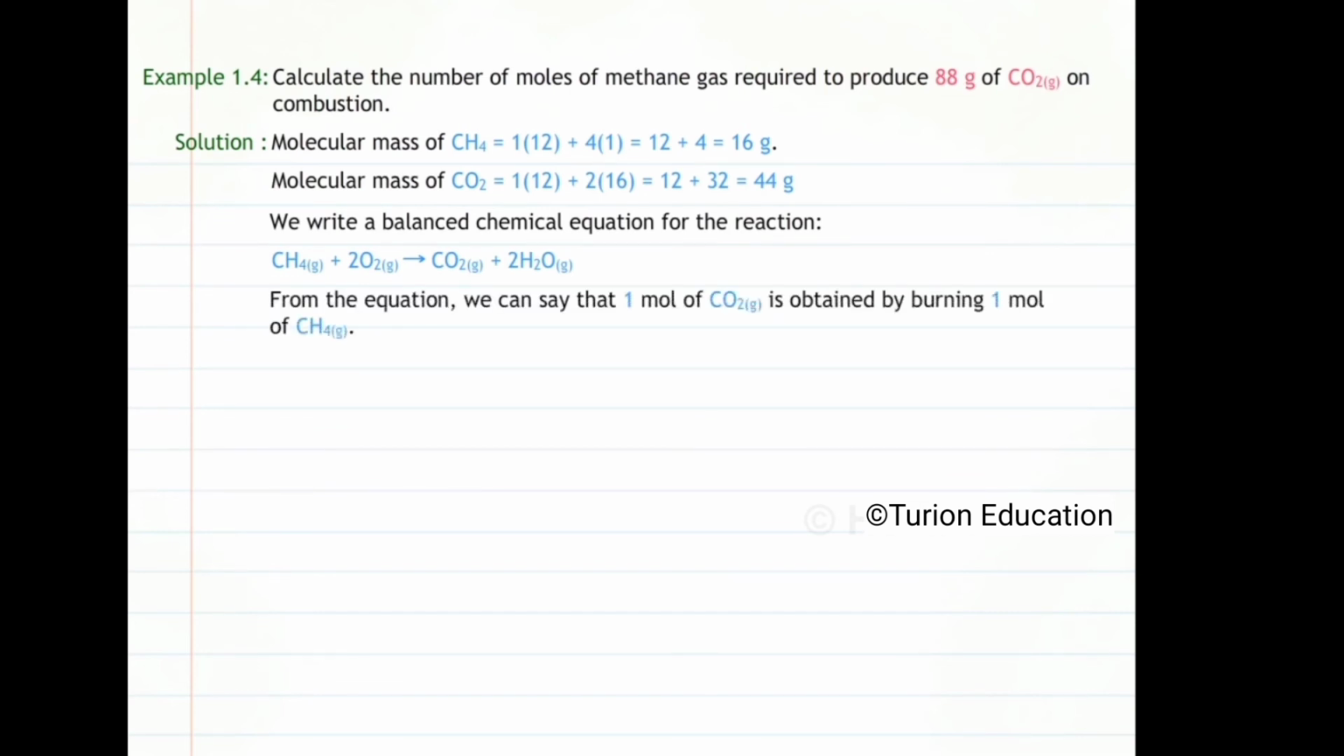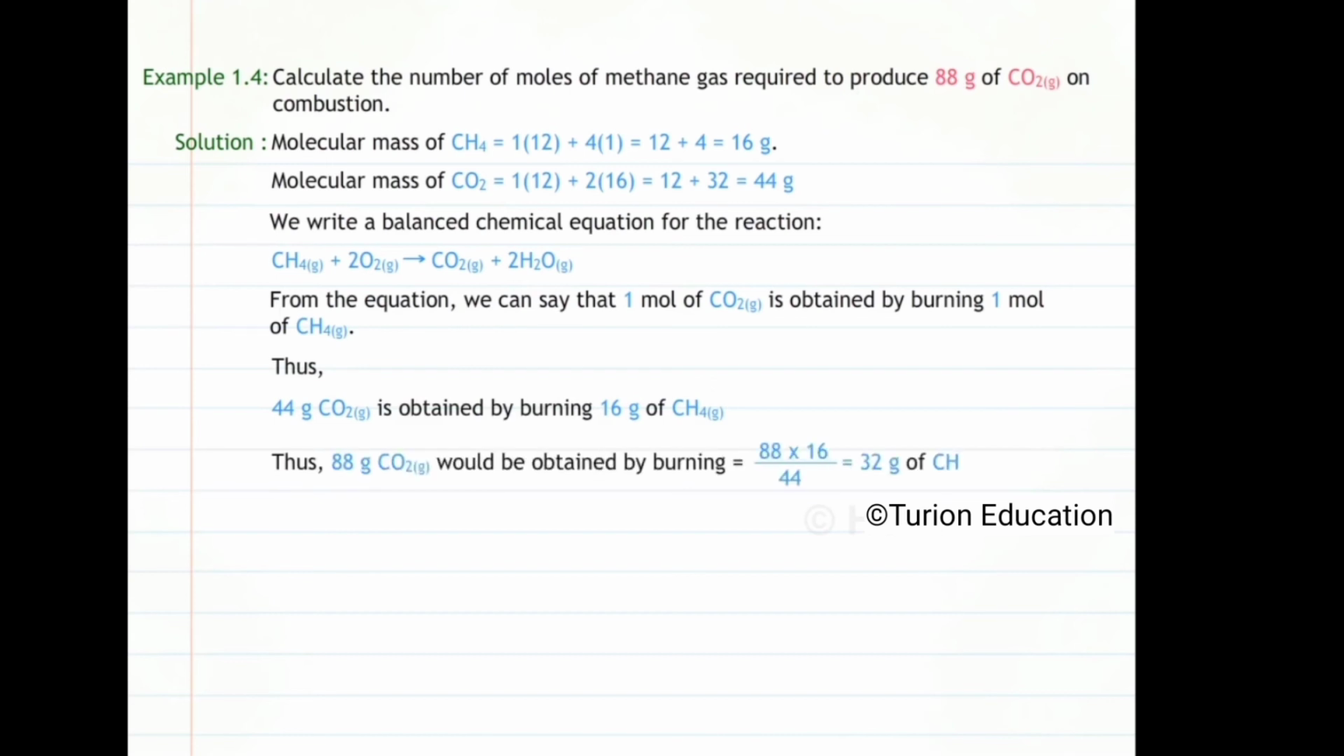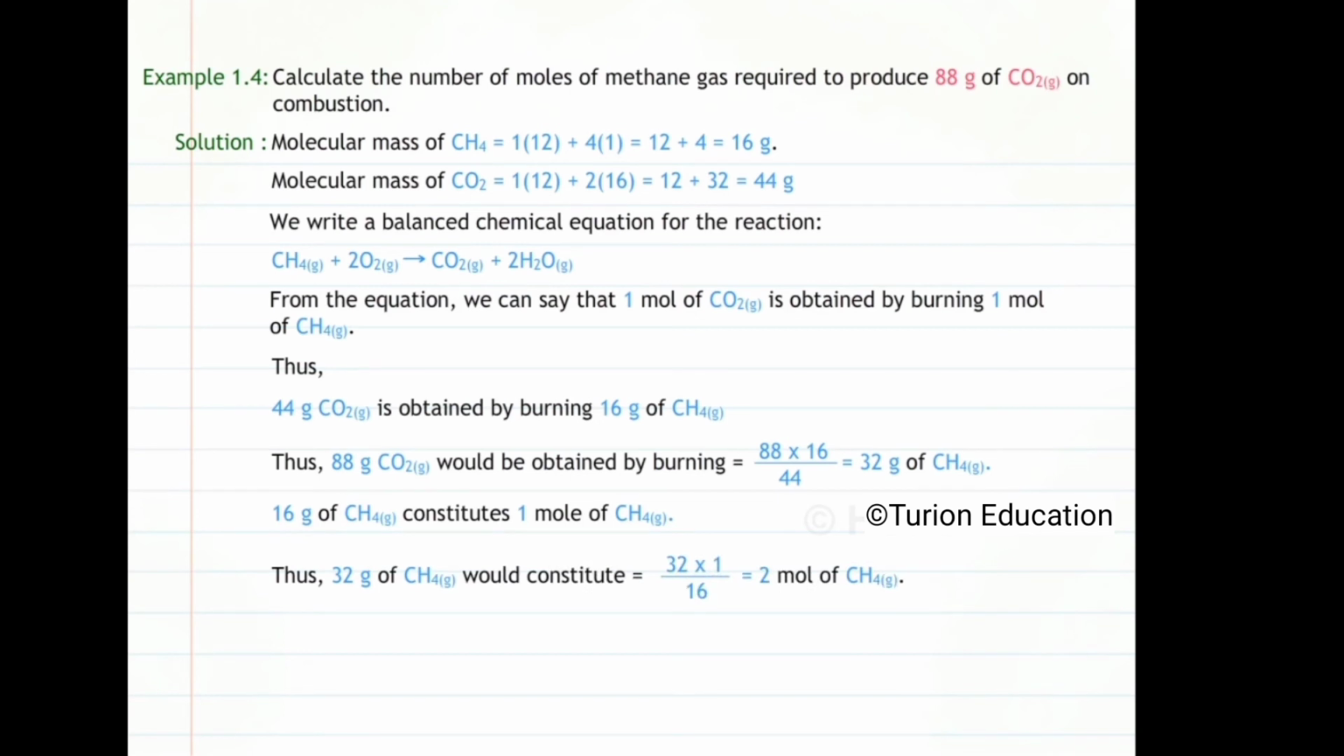From the equation we can say that 1 mole of CO2 gas is obtained by burning 1 mole of CH4 gas. Thus, 44 grams of CO2 gas is obtained by burning 16 grams of CH4 gas. Thus, 88 grams of CO2 gas would be obtained by burning 88 × 16/44 = 32 grams of CH4 gas. 16 grams of CH4 gas constitutes 1 mole of CH4 gas. Thus, 32 grams of CH4 gas would constitute 32 × 1/16 = 2 moles of CH4 gas. Therefore, 2 moles of CH4 is required to produce 88 grams of CO2.